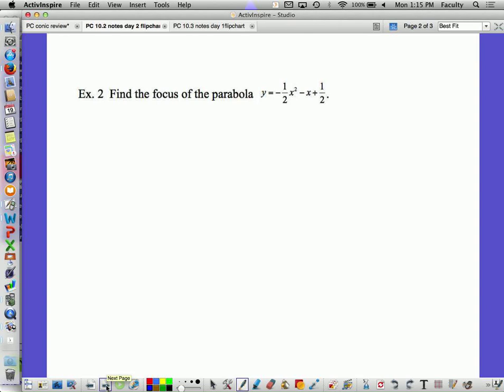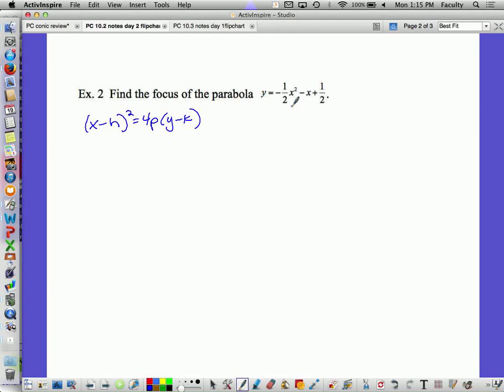Example 2 says, find the focus of the parabola y equals negative 1/2 x squared minus x plus 1/2. The problem is this isn't in the right form. Because I have an x squared, I know in order to find the focus, I need to find p, and it's got to be in this form. So what I'm going to have to do is complete the square in order to do this. That's going to be the most painful process for us.